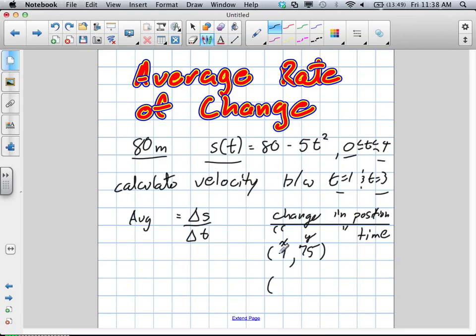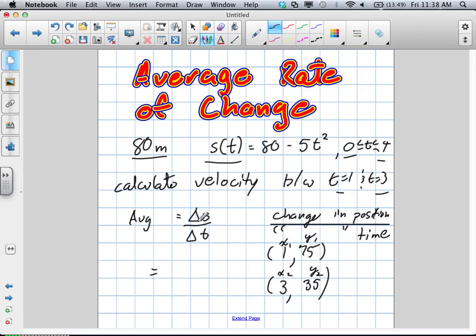Then we do the same thing for 3 seconds. Because at 3 seconds, that's our new time, which will be our x2. Here's our x1, y1. And at 3 seconds, 3 squared is 9. 9 times 5 is 45. 80 subtract 45 is 35. That's our y2. Okay? So I now have 4 points.